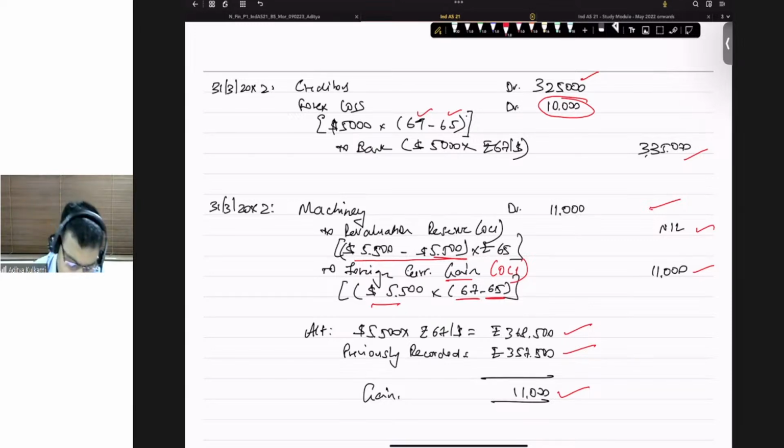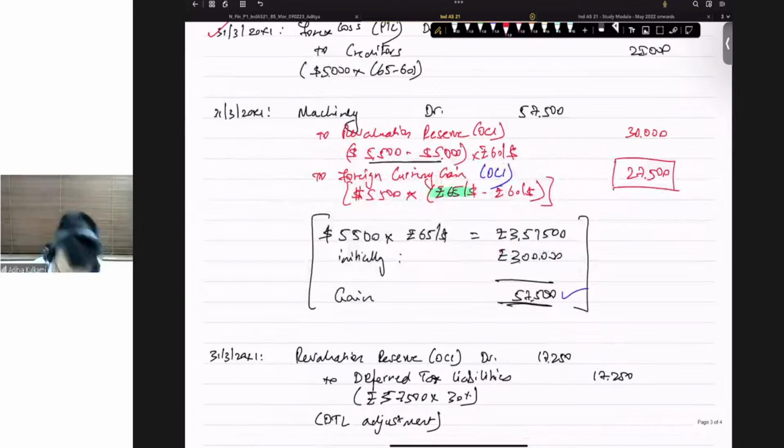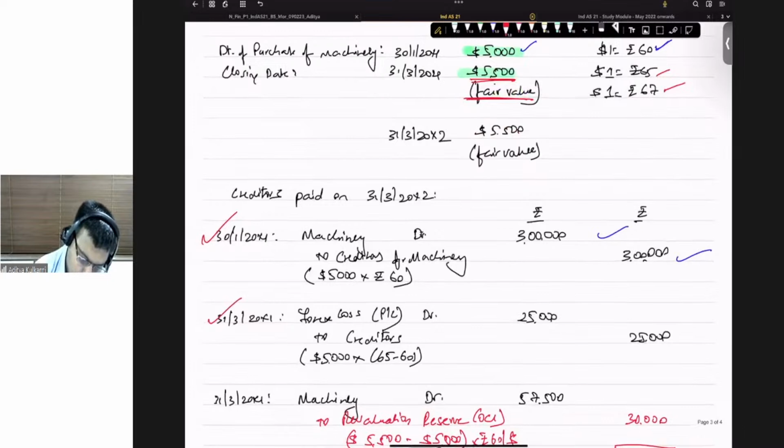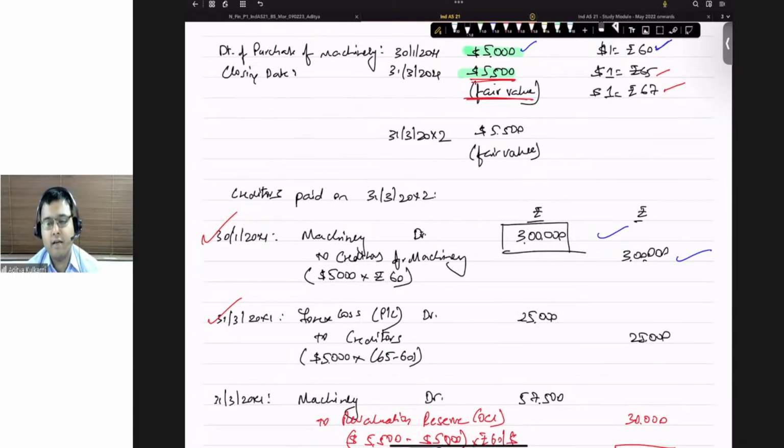Okay. Coming to the next one, sir, if the same is on cost model, then there was nothing to be done. You would not be doing anything, neither this revaluation reserve nor a foreign currency gain. You would straight away have your machinery every year appearing at 3 lakh rupees. That's it. Nothing else. Once you have recorded at 3 lakhs, it would appear at 3 lakhs throughout. No further entry would be needed if it was at cost model.